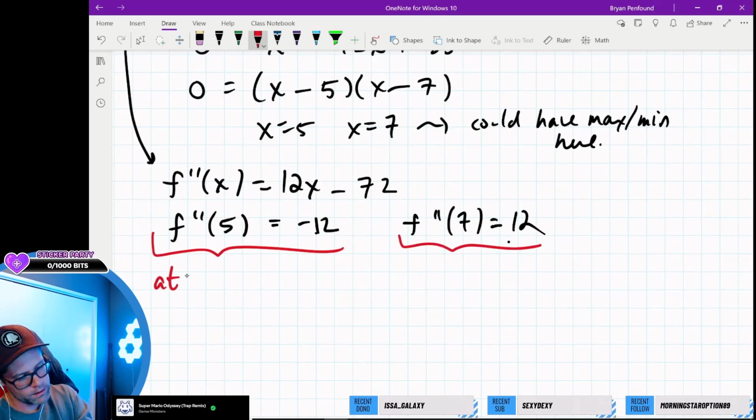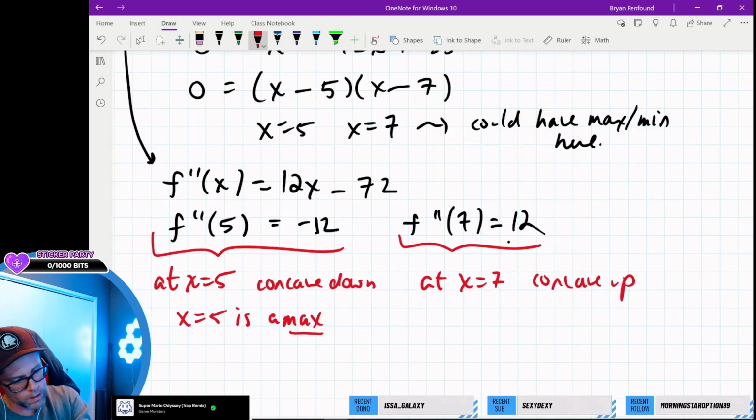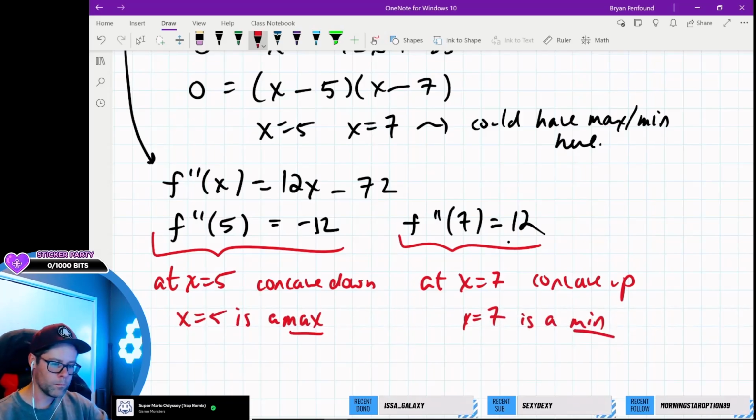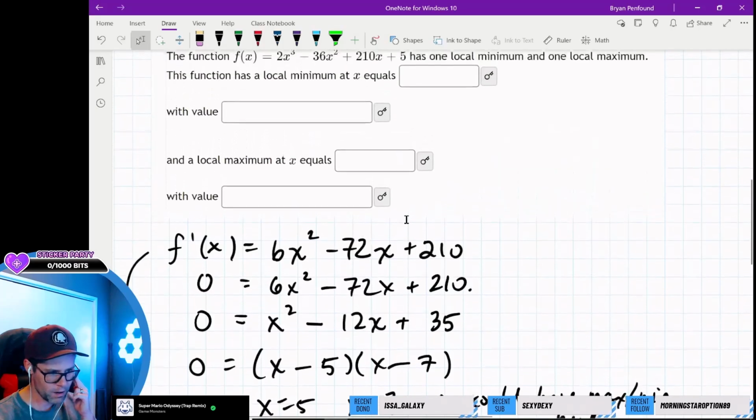So at x equals 5, we are concave down. So x equals 5 is a max. And at x equals 7, we're going to be concave up. So x equals 7 is a min. So that's nice. We have that information now. So let's see if we can fill some of this information in up here.